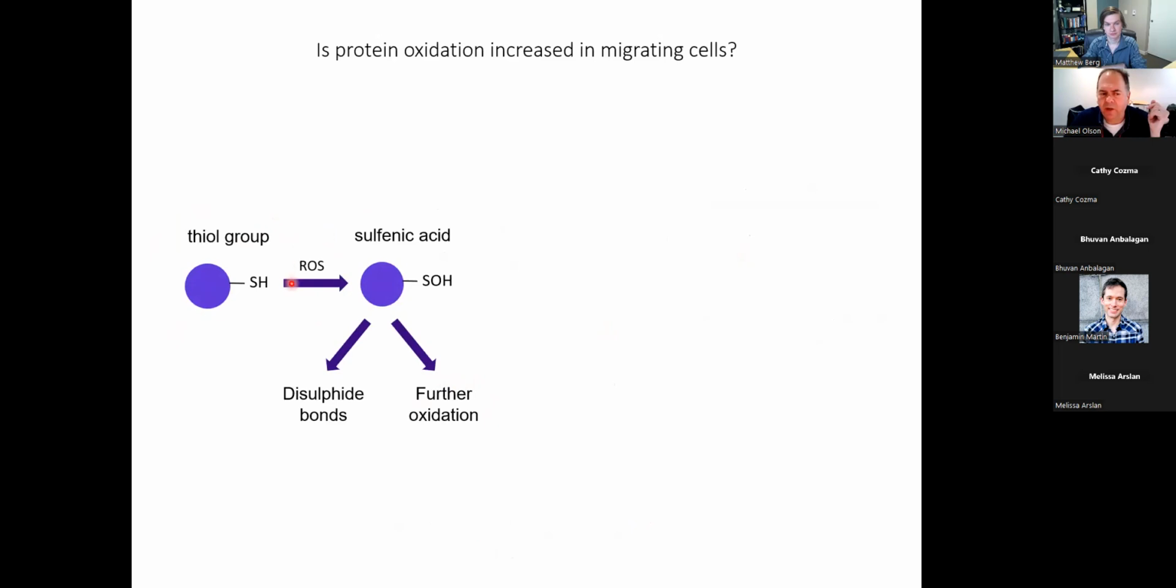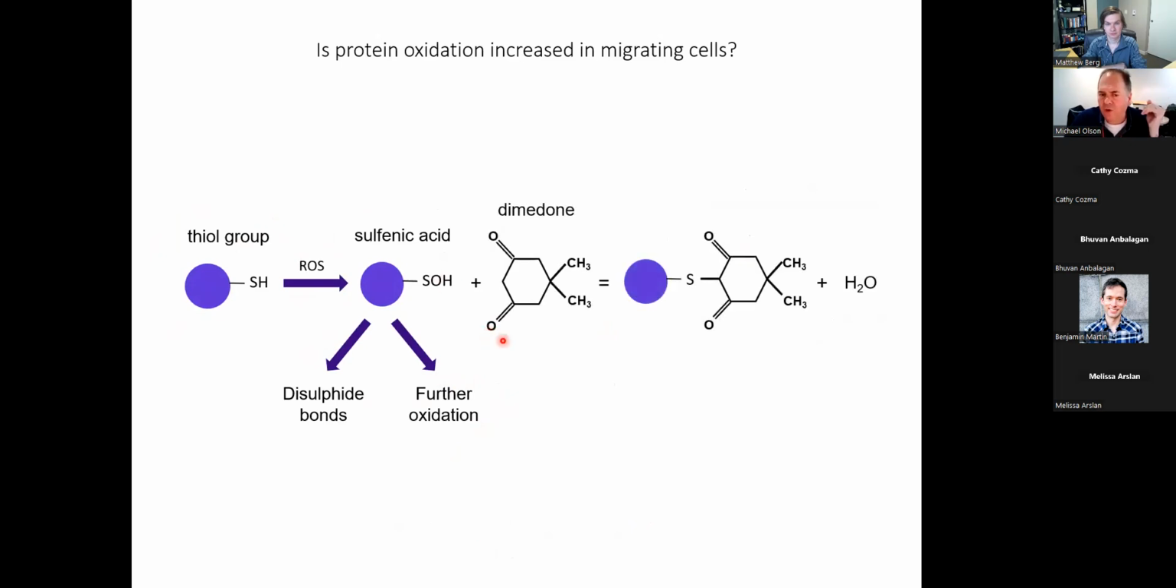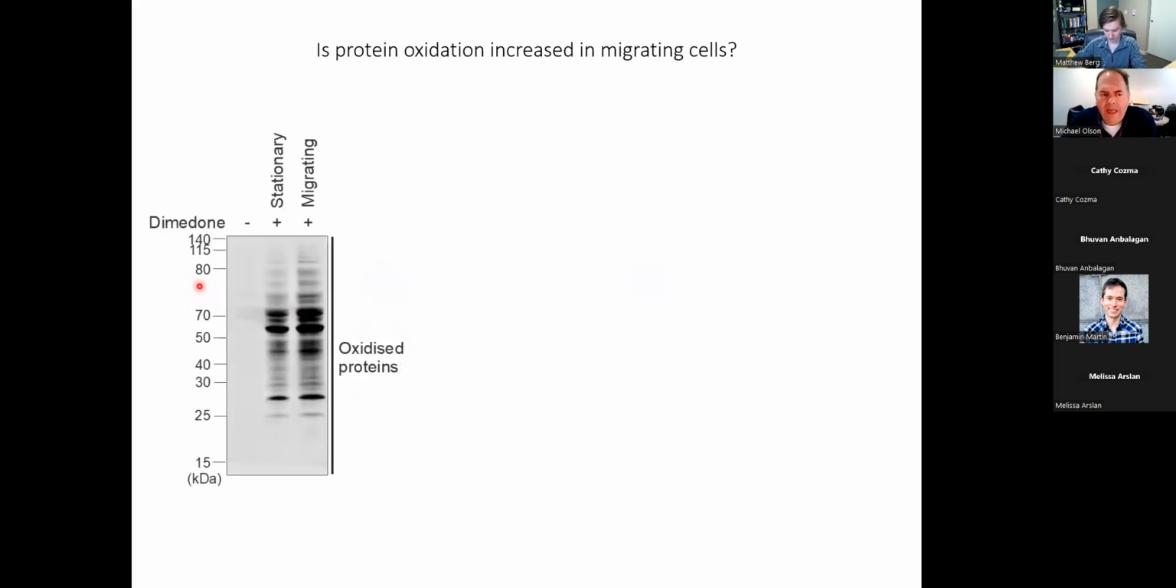Here's the thiol, reactive oxygen is generated, it can lead to disulfide bond formation, lead to further oxidation. But we can also trap it with molecules like dimedone, and this causes a covalent reaction with the sulfenic acid. And this cannot be reduced, and this dimedone can be detected by mass spectrometry or even with an antibody against the dimedone moiety.